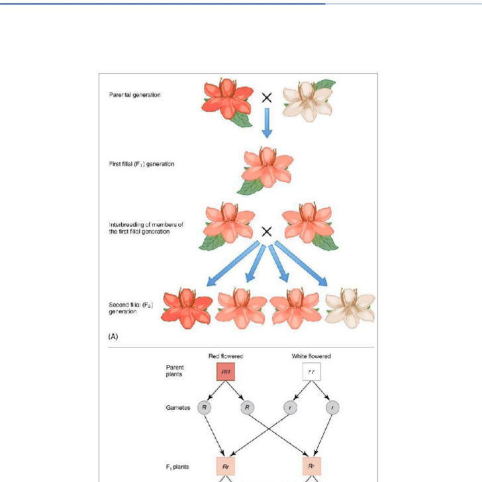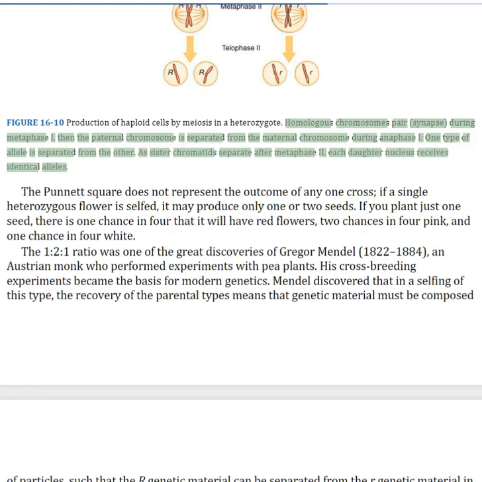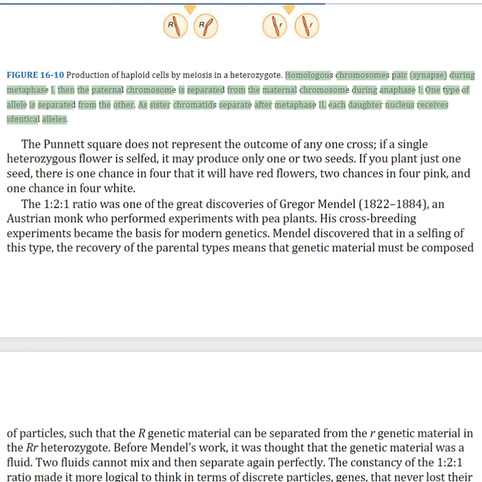The phenotypes of parents, gametes, and progeny. Figure 16:10, production of haploid cells by meiosis in a heterozygote. Homologous chromosomes pair during metaphase I, then the paternal chromosome is separated from the maternal chromosome during anaphase I. One type of allele is separated from the other. As sister chromatids separate after metaphase II, each daughter nucleus receives identical alleles.